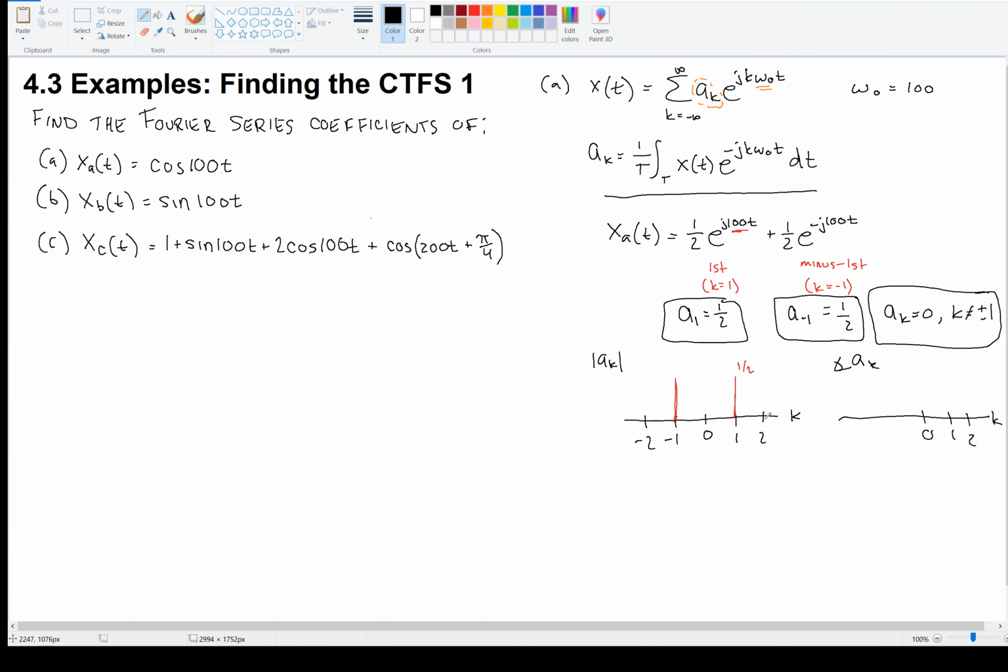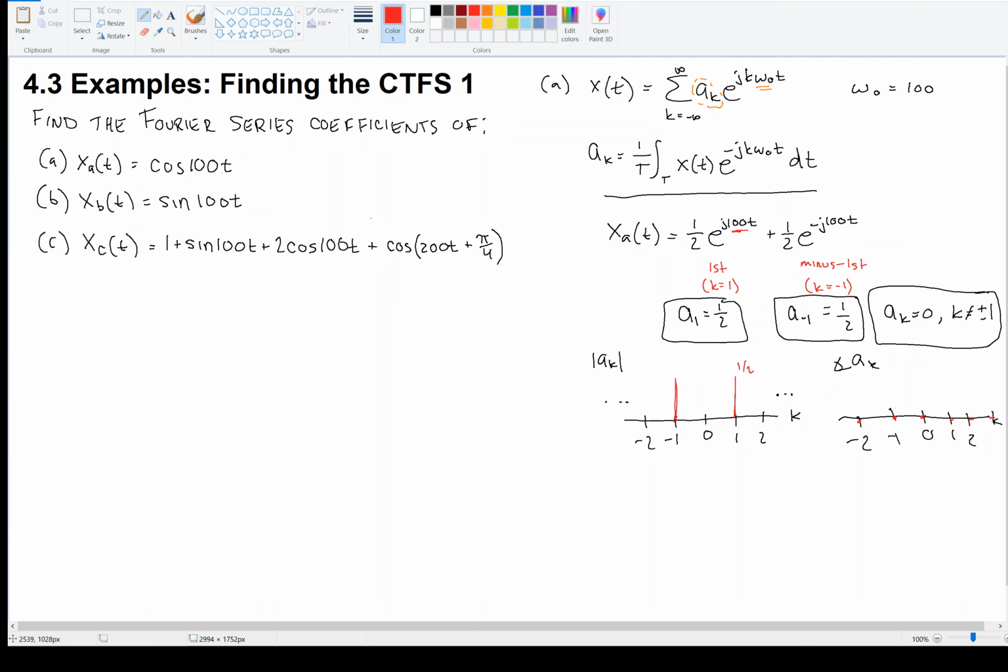And certainly I didn't have to stop at 2, by the way. I could just keep going. These are all 0. Our phase plot is a little ambiguous because our Fourier series coefficients are purely real. And so the phase of a purely real number, a positive real number, is 0. So they're just a bunch of zeros here. There's no phase. Okay, that's the answer.